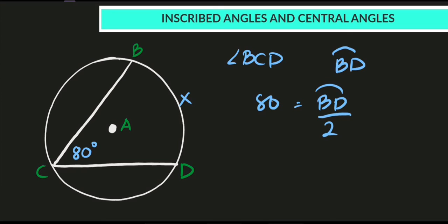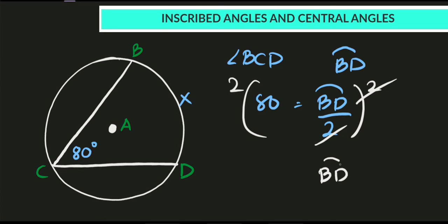If you want to do the algebra, just eliminate the denominator by multiplying both sides of this equation by its LCD. So we cancel out the denominator, therefore arc BD is equal to 160 degrees. That is one of our solutions to solve this problem.